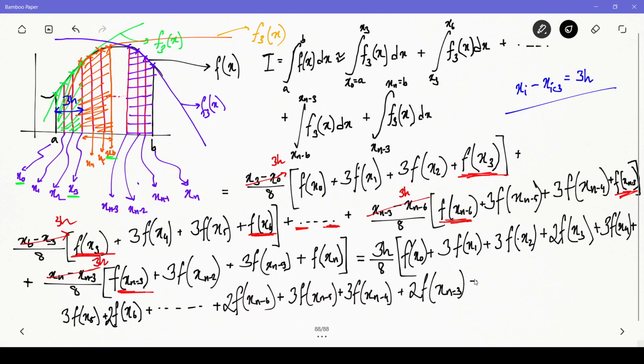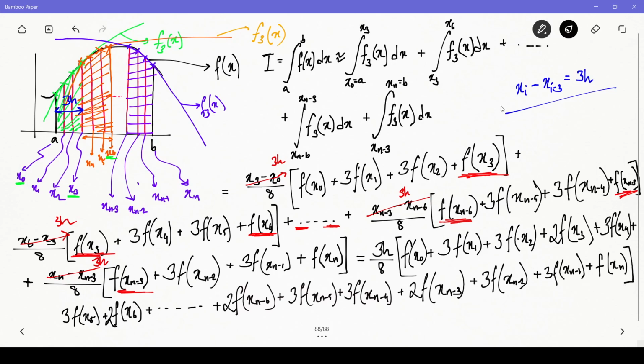Okay, then we have 3 times f of x n minus 2. We have 3 times f of x n minus 3. Oh, this should be f of x n minus 1, right? So mistakenly I have written 3 over here. N minus 1. And lastly we have f of xn, where xn is our upper limit, right? Let's close this parenthesis. Fine.